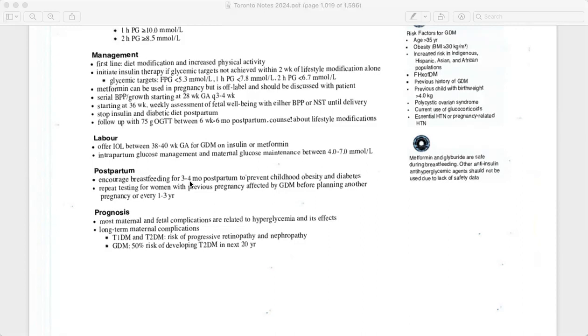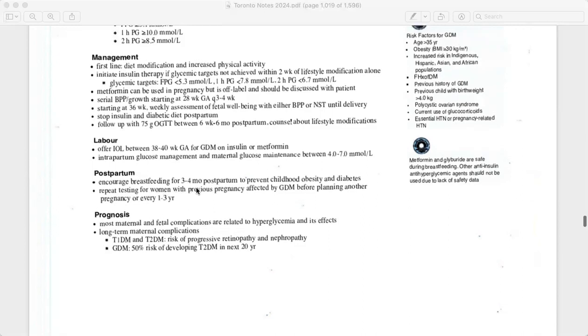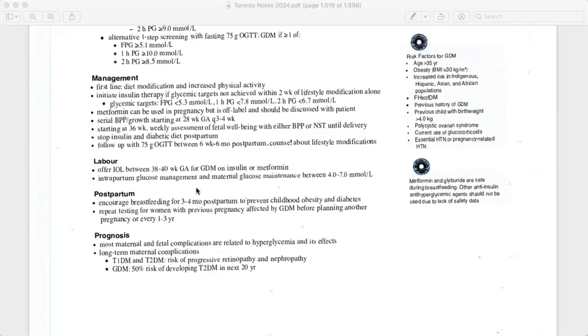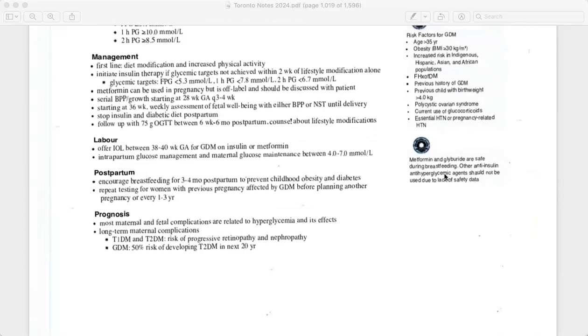Encourage breastfeeding for 3 to 4 months. Repeat testing for the female with a previous pregnancy affected by GDM, so they can have diabetes even after pregnancy. Metformin and glyburide are safe during breastfeeding. Other anti-diabetics and antihypertensives should not be used. So which one is safe during pregnancy? It's basically metformin and glyburide.